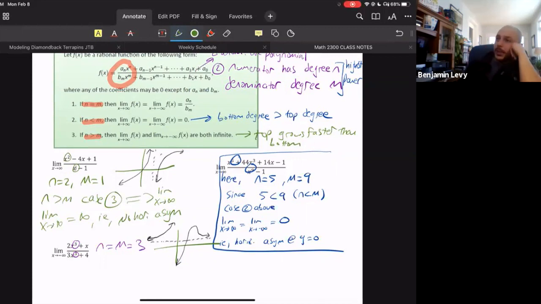And you can look at the picture and see that, right? If you look out to the right, it's just going to keep getting bigger. And if you look out to the left, it just keeps getting smaller. Not the best picture I've ever drawn, but if you graphed it, you'd see that too.